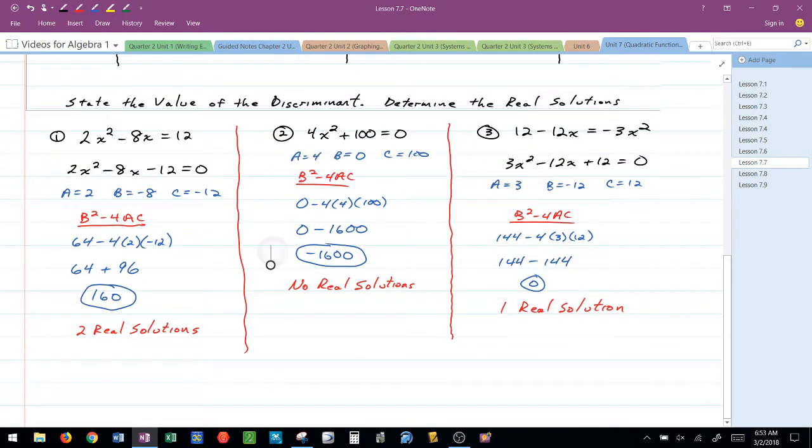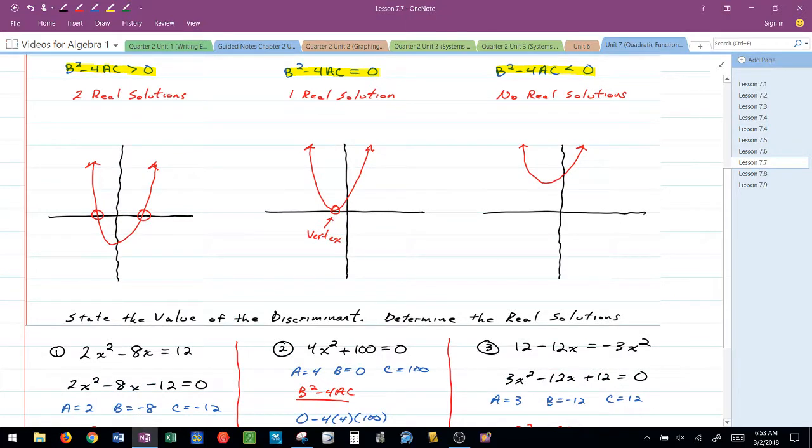And again, if you want to see the different graphic representations, I did include them right here on the video.